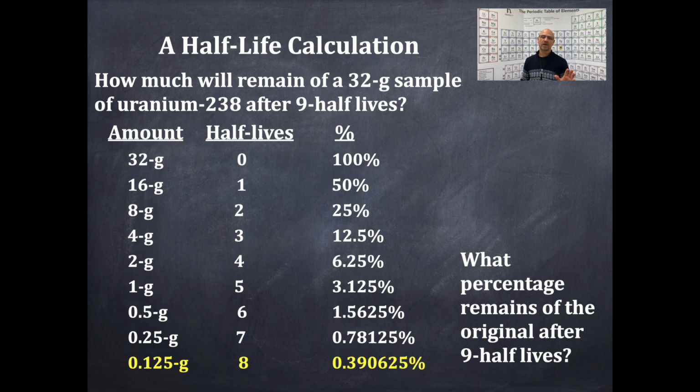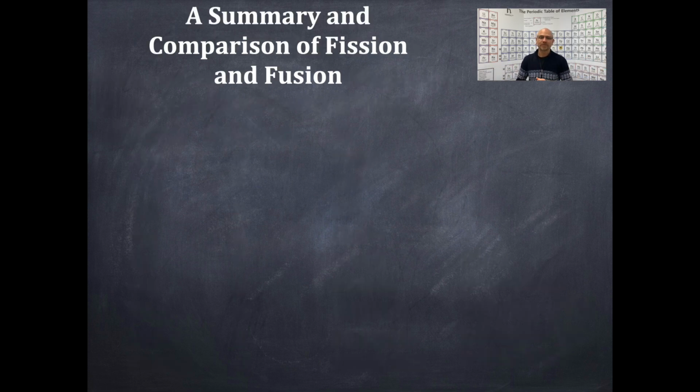All right, let's keep on going. That's a simple example of a half-life problem. All you have to do is keep on dividing by 2. It's really simple. We're going to do a little summary comparing fission and fusion.